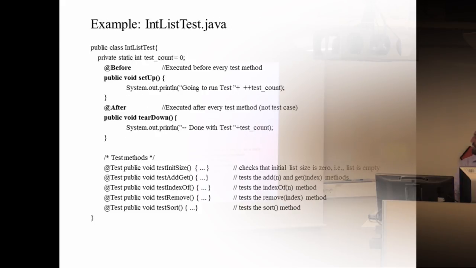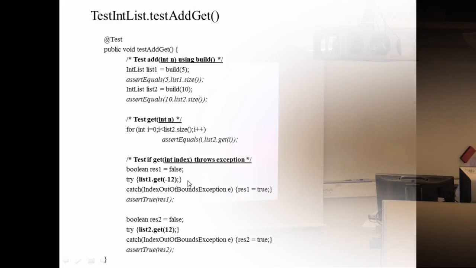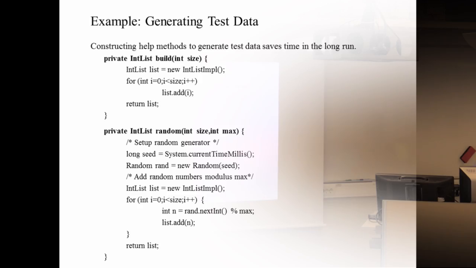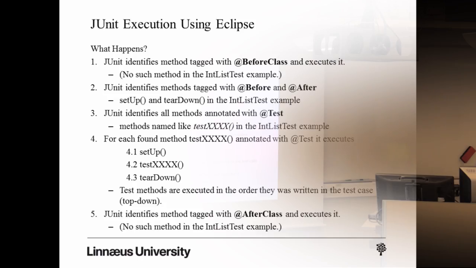And as I told you before, you can use the before and after annotations to do some tasks that you want to do before or after the execution of each method. That's just a simple description of what we have done in that class. So what happens basically when we run a JUnit test class?